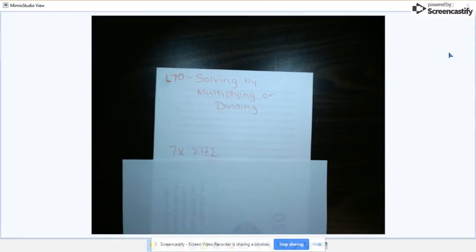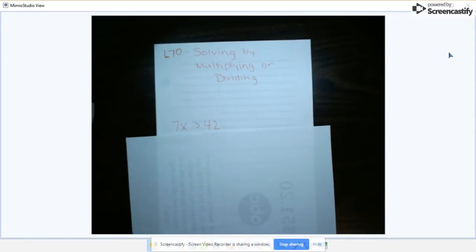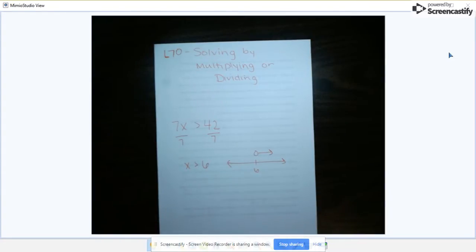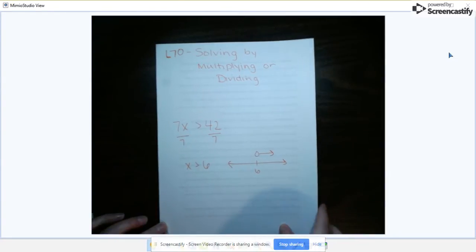Hello, we're going to solve inequalities by multiplying and dividing. So here's an inequality, 7 times x is greater than 42. We need to divide by 7 on both sides. That gives us x is greater than 6, and there's our graph, which is an open circle with an arrow to the right.